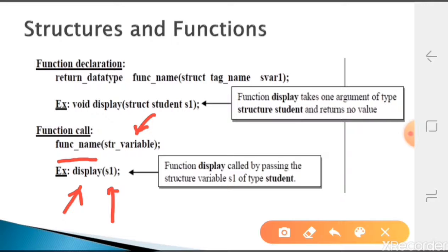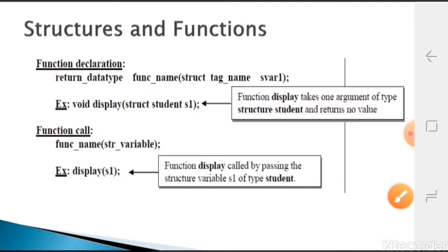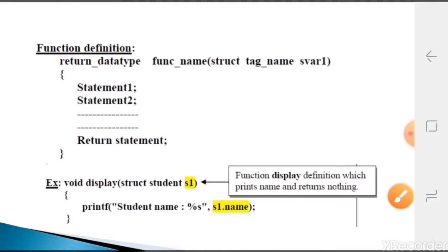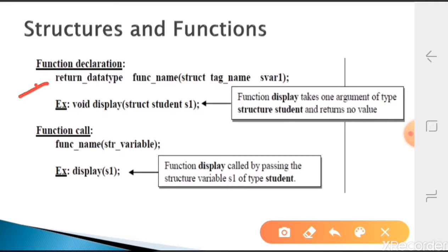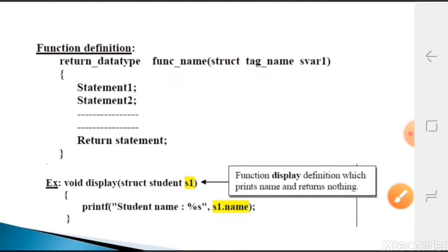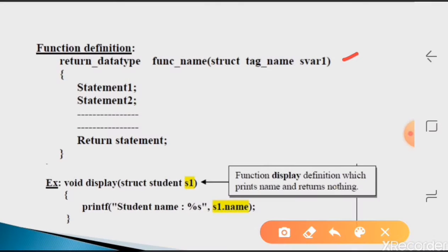Okay. So let us see how function definition will be there. Here is the return type, function name. This thing will be the same as that of the function declaration part. This first line is exactly the same, except that instead of the semicolon we will have an open bracket and close bracket. Within that we'll write some statements, and that is the functionality whatever we want to implement.